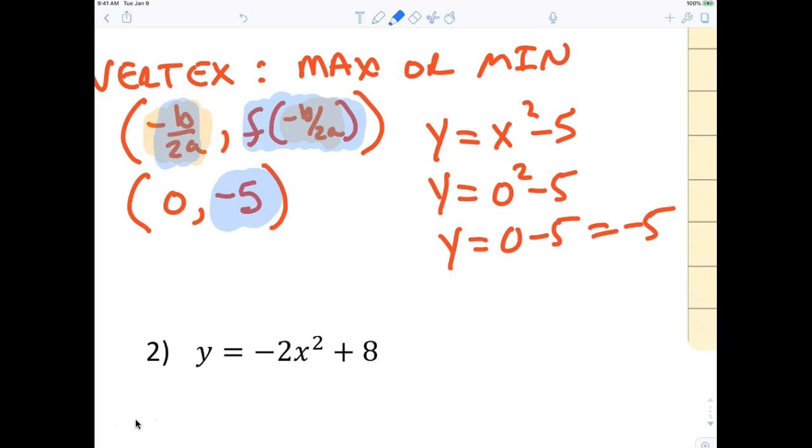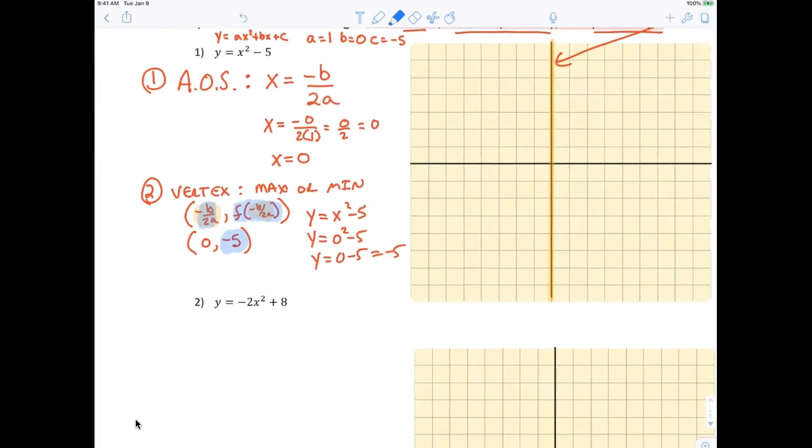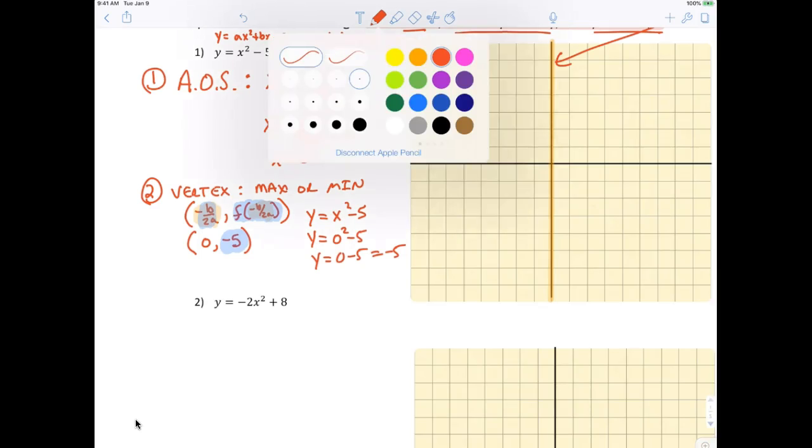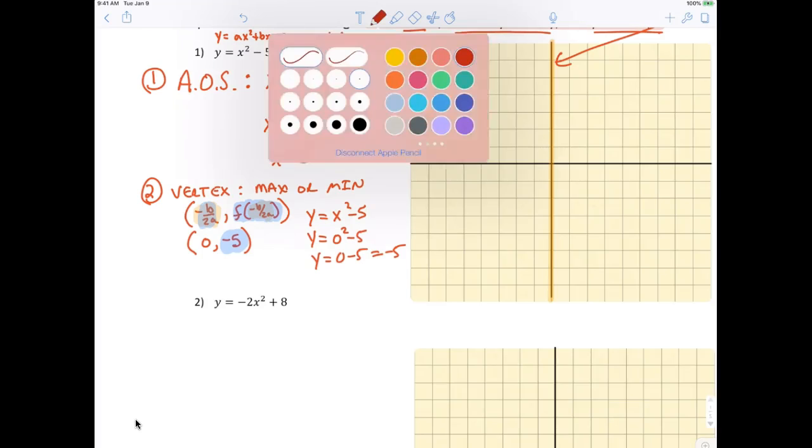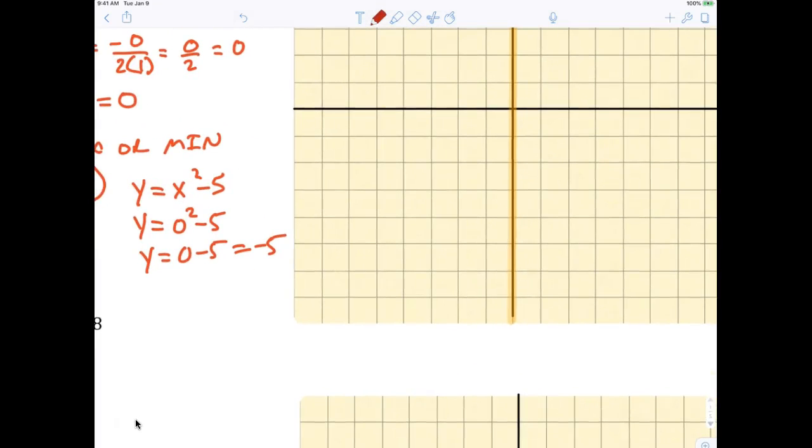All right, so now we need to graph the vertex. So the vertex is 0, negative 5. So I want everybody now to go down, and we're going to graph 0, negative 5. So 0, 1, 2, 3, 4, 5. There we go. Everybody good with that so far?